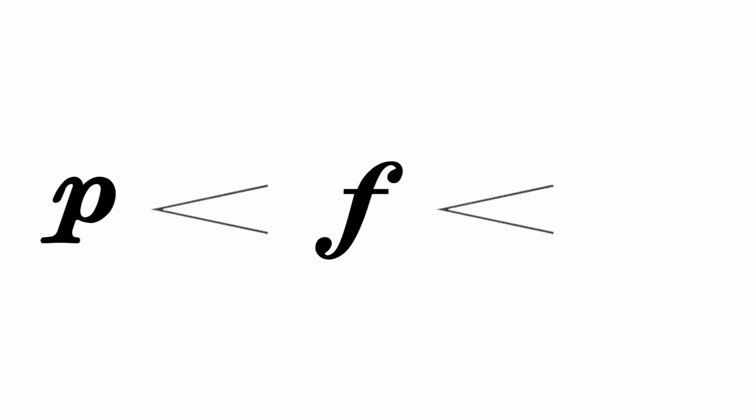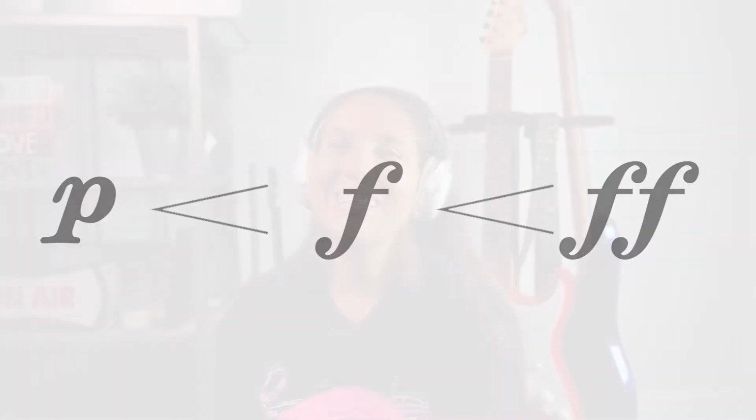All right, you think you could figure this one out? Let's listen again. All right, do you know what this one is? We started off piano, and then we crescendoed to forte, and then it crescendoed even louder, so to fortissimo. Great. Let's try this one.